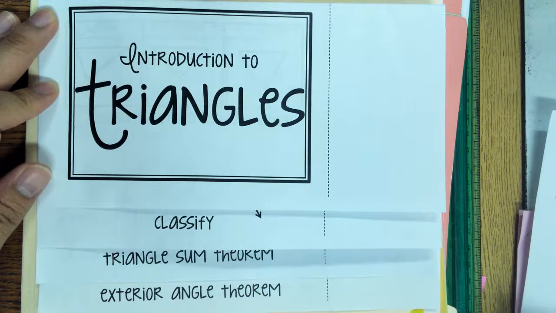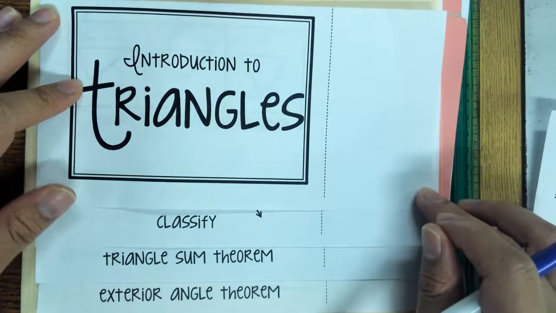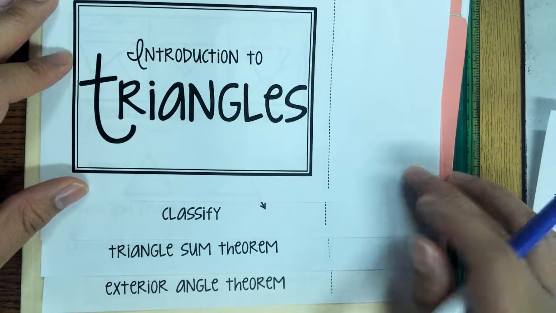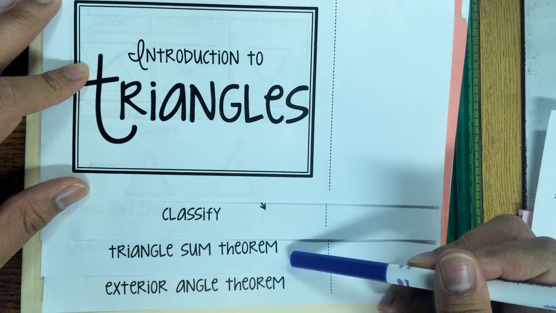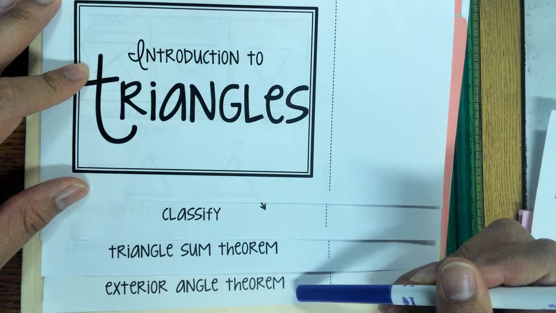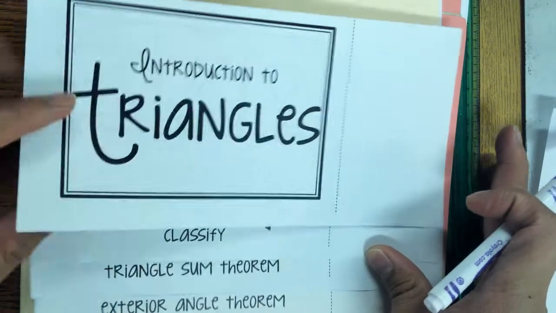Today we will cover different properties about triangles. So we are going to take a look at how to classify triangles, the triangle sum theorem, and the exterior angle theorem. So let's get started with classifying.